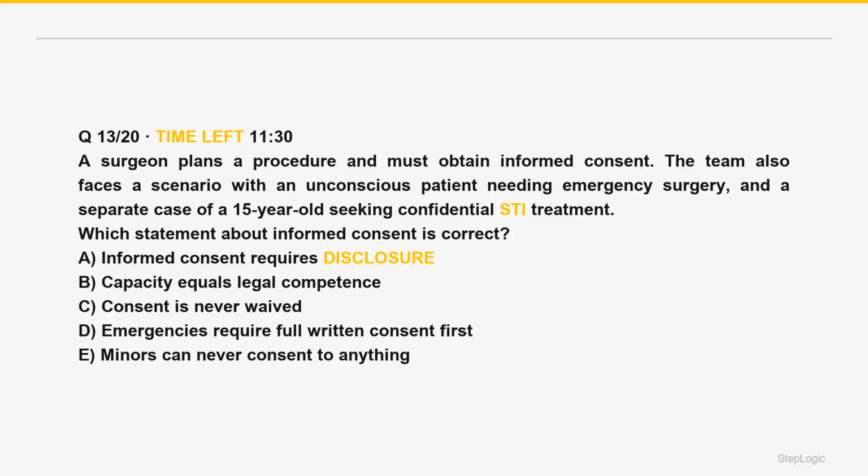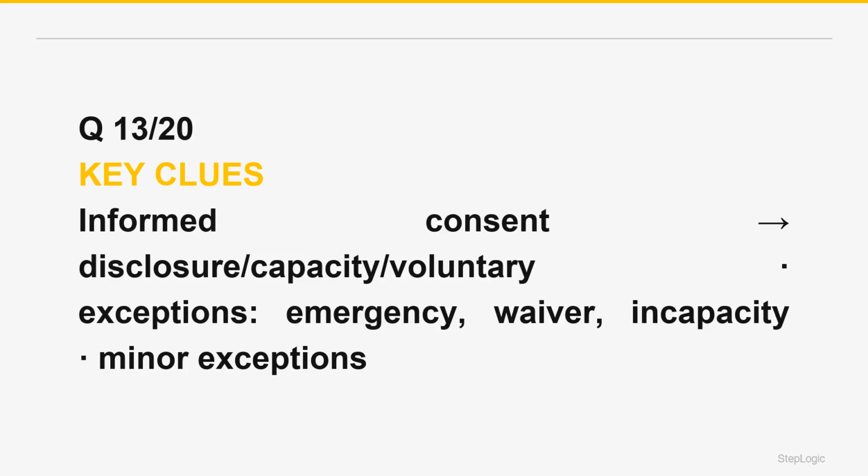Informed consent requires disclosure, understanding, capacity, and voluntariness, with exceptions: emergency, implied consent, waiver, incapacity with a surrogate. Minors can consent for STI, contraception, pregnancy, and substance use. Informed consent is the process by which a patient voluntarily agrees to a treatment after being adequately informed. Its required elements are disclosure of the diagnosis, the nature and purpose of the intervention, risks, benefits, and alternatives including no treatment, patient understanding, decision-making capacity, and voluntariness, free of coercion. It reflects the ethical principle of patient autonomy.